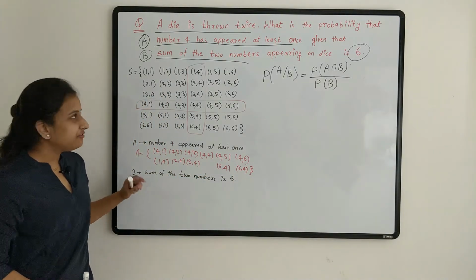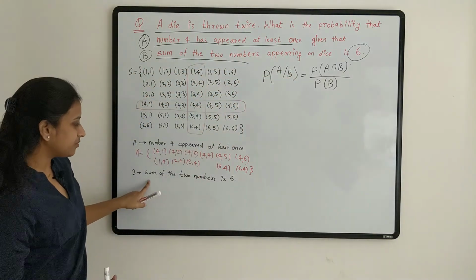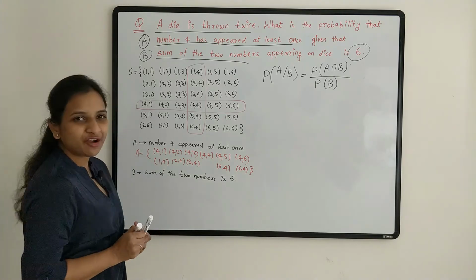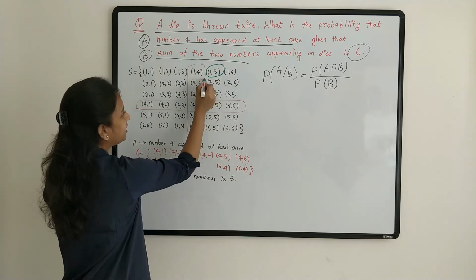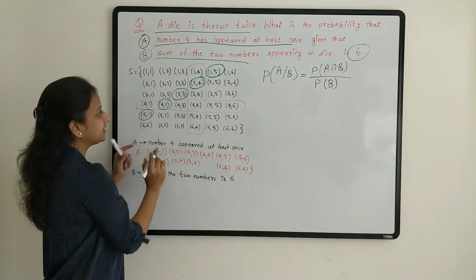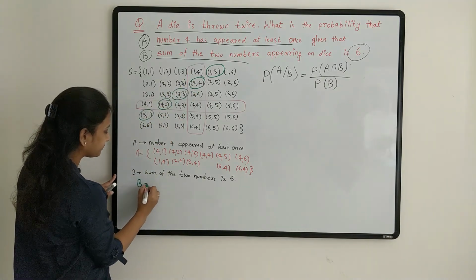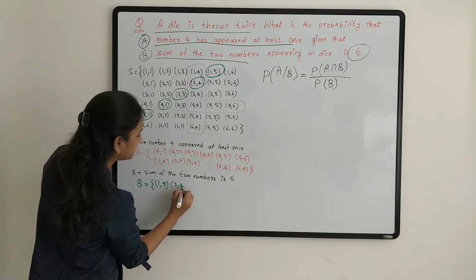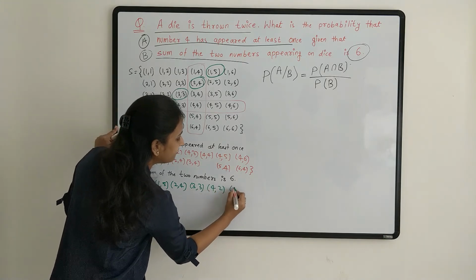Then event B says the sum of the two numbers appearing on the dice is 6. The sum of the two numbers should be 6. Then what are the favorable outcomes? In the first row 1,5; in the second row 2,4; 3,3; 4,2; and 5,1. These are the favorable outcomes for this event B.